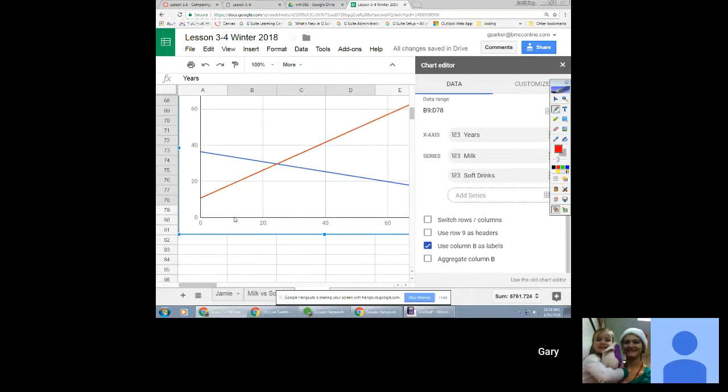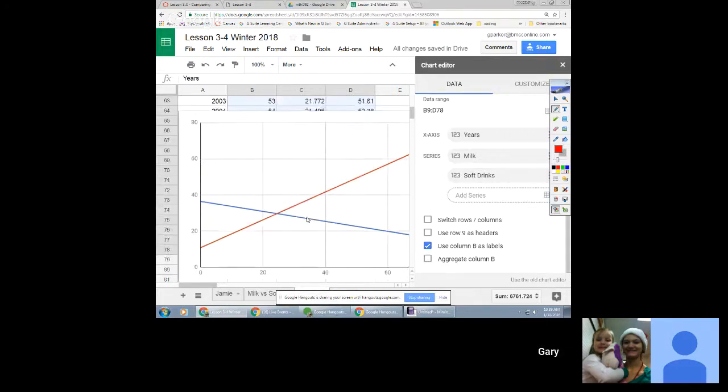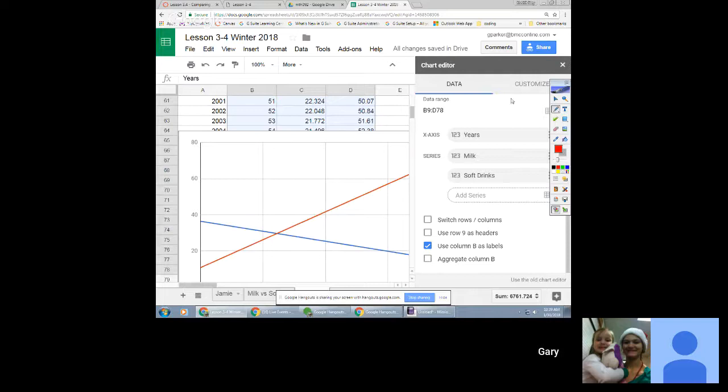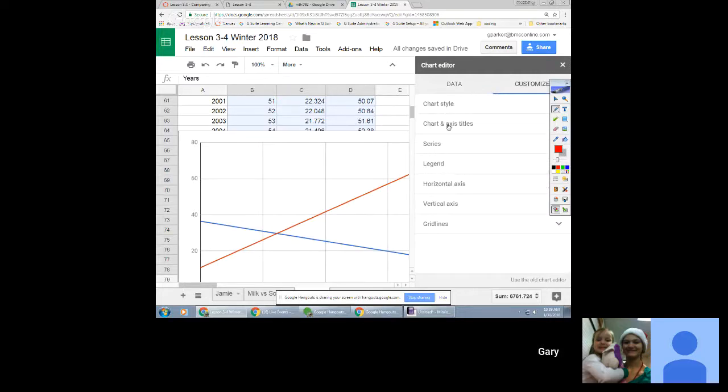Okay, so I can see somewhere a little farther than 20 years later. So this says they meet at around 25 years later. So 25 years after 1950 would be sometime in 1974, 75. Would be 25 years later. And I probably should add a title to this.